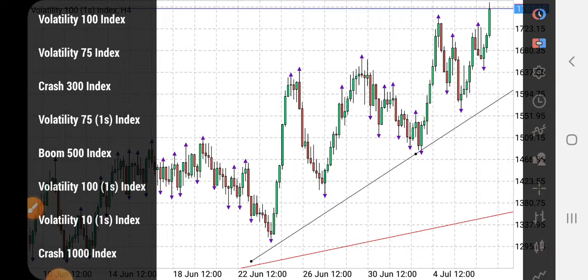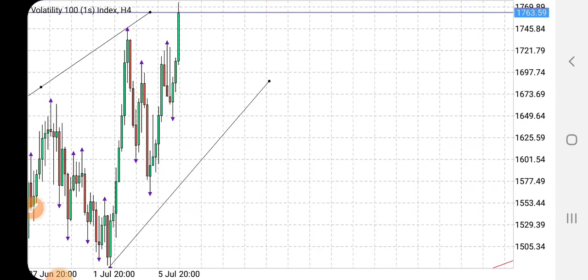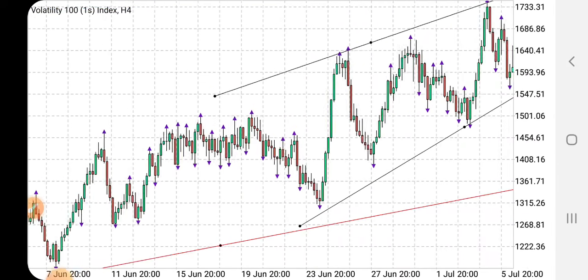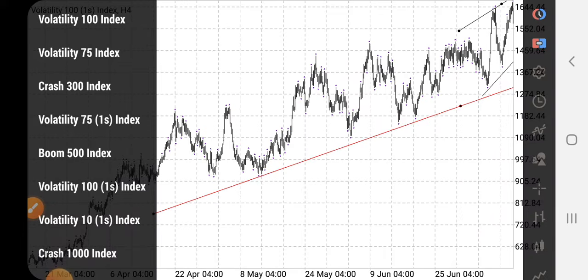So I can equally do that right here also, connecting using my fractal to pick my highs. So you can see I have a trend line right here. Then I can equally zoom out again.